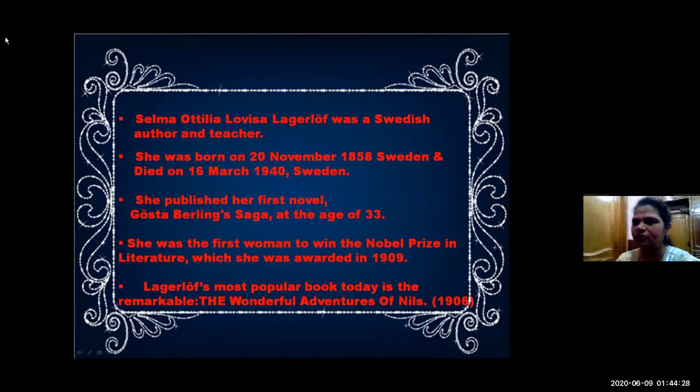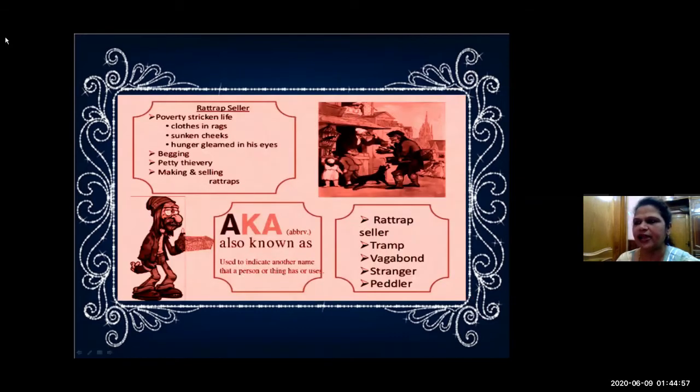She published her first novel, Gösta Berling's Saga, at the age of 33. She was the first woman to win the Nobel Prize in Literature, which she was awarded in 1909. Lagerlöf's most popular book today is a remarkable one. The name of the book is The Wonderful Adventures of Nils, and it was written in 1906. Now let us come to the story.